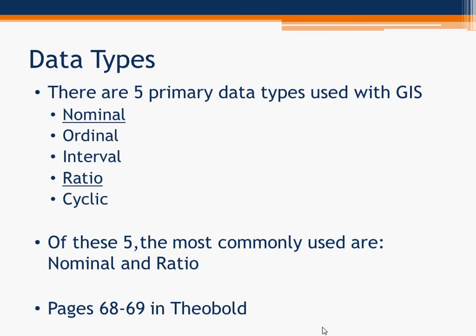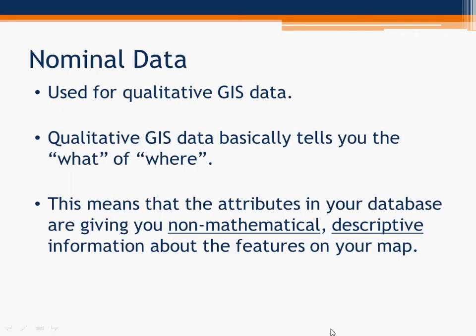And so you'll see here in the second bullet that of the 5, the most commonly used are nominal and ratio data. So this is really referring to information contained on pages 68 and 69, 2 pages part of chapter 2, but 2 pages that I think are very important as we move on into learning how to symbolize our maps and work with our data and understand the distribution of our data within our shapefiles and geodatabases. So I did want to pull this out into its own lecture. So we're going to start with nominal data.